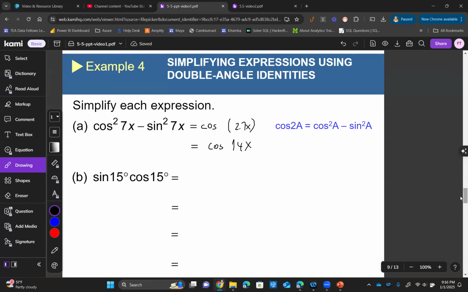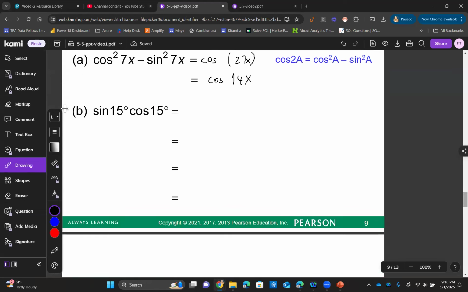Question B is a little bit harder because we don't have any formula which shows what sine 15 times cosine 15 is equal to. But I know that we learned a formula, sine of 2A, the double angle formula for sine, which is always equal to 2 times sine of angle A times cosine of angle A. So here, if we think that angle A is 15, I have the sine 15 and cosine 15. So I have this part, but I'm missing the 2.